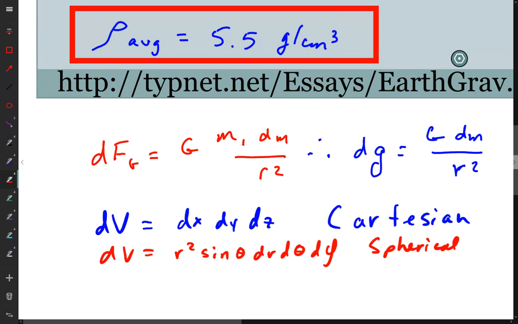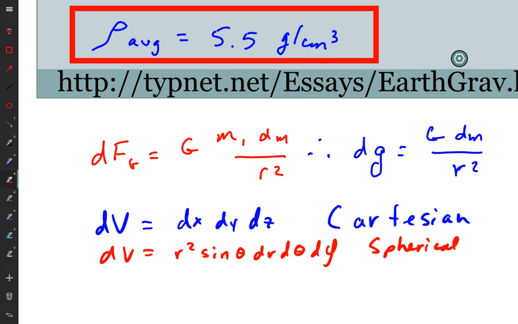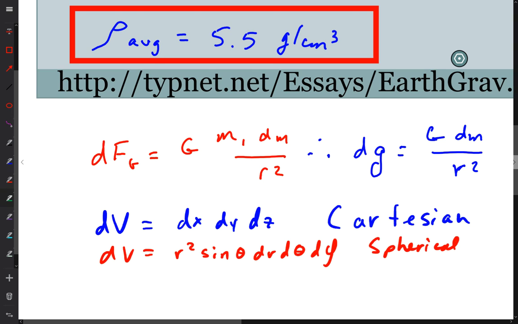Now, I have dm. The mass has to relate to the volume by the simple definition of density. Density is defined as the mass over volume, which means that dm must be equal to the density times dV.